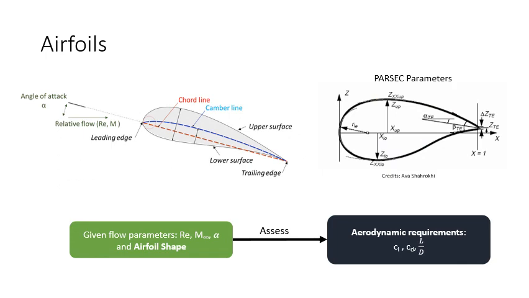We implement PARSEC parametrization, which transforms airfoil coordinates into 11 parameters, thereby curtailing computation time. Additionally, we curtail the number of parameters to 9 by virtue of neglecting the trailing edge thickness and the trailing edge coordinate, as these are not of importance in actual scenarios. For our work, we are given the flow parameters such as the Reynolds number, the free stream Mach number, the angle of attack, and the airfoil shape.